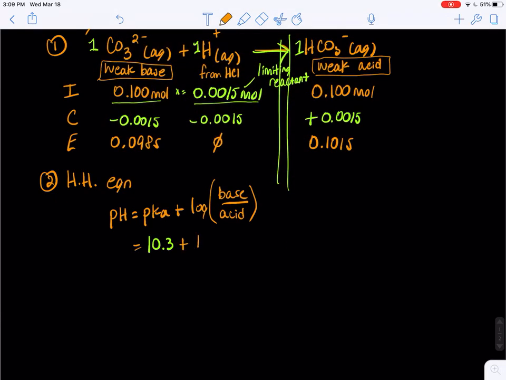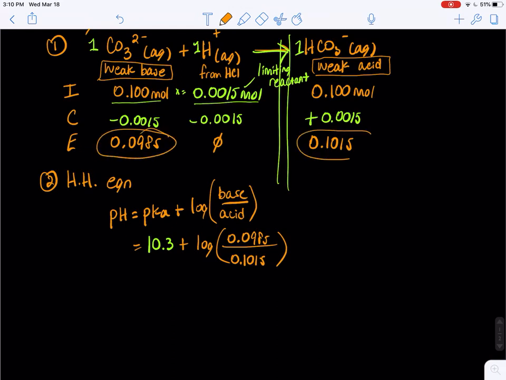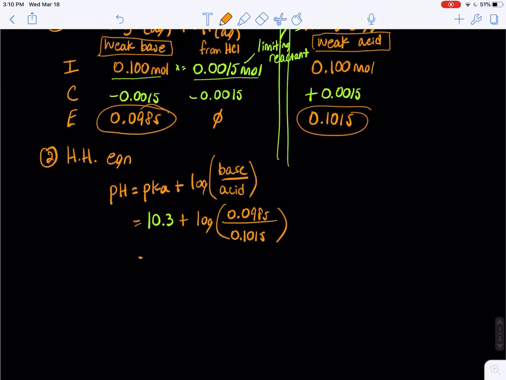And then we want to take the log of this ratio. So put the base on top. It's easy to get these mixed up. 0.0985. So that's the base. And the acid is 0.1015. And we're using the final amounts after the chemical reaction. Okay. Let's go ahead and do that on our calculator.